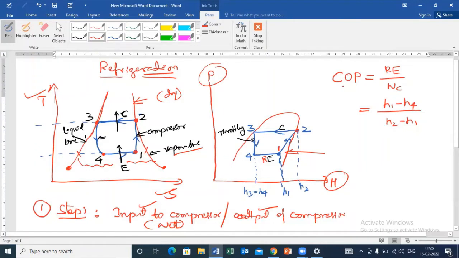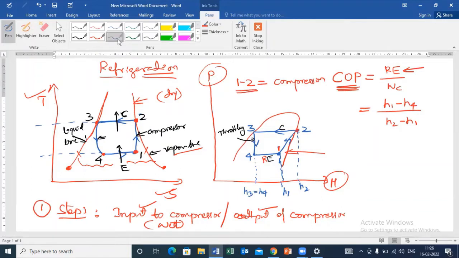So first, how to calculate COP? The COP formula is refrigerating effect divided by work done on the compressor. So point 1 to 2: point 1 is input to the compressor and point 2 is the outlet of the compressor. So 1 to 2 is the compression process. Work is done on the compressor during the 1 to 2 process. So keep in mind 1 to 2.